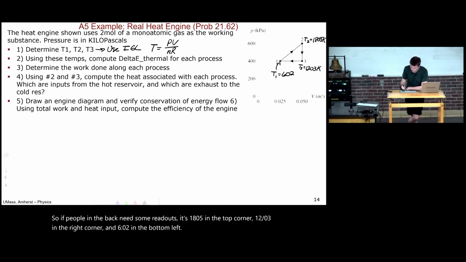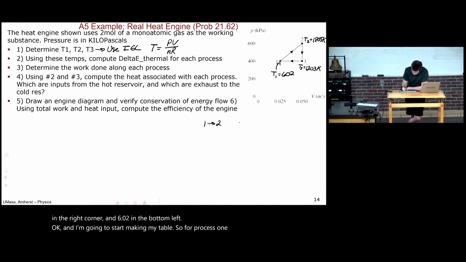Okay, and I'm going to start making my table. So for process 1 to 2, I'm going to have a column. For 2 to 3, I'm going to have a column. And then for 3 to 1, I'm going to have a column.